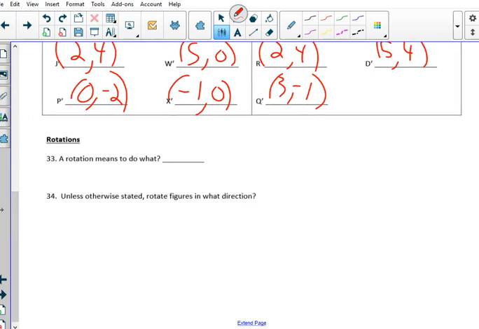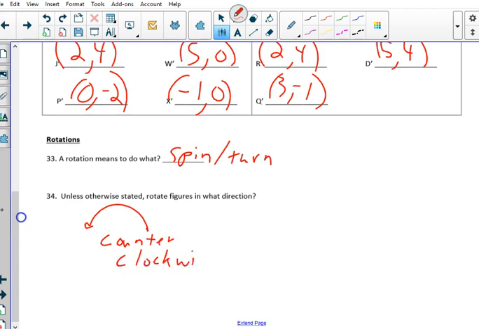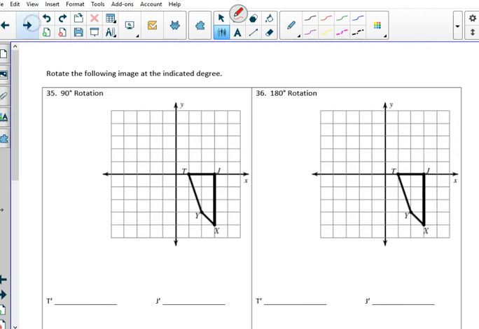Okay, this is printed wrong. This is on a new page for you. But a rotation means to do what? To spin, or turn. And unless otherwise stated, they rotate in what direction? Counterclockwise. So unless we tell you to go clockwise, we're always going counterclockwise. Okay. Rotate it 90 degrees.